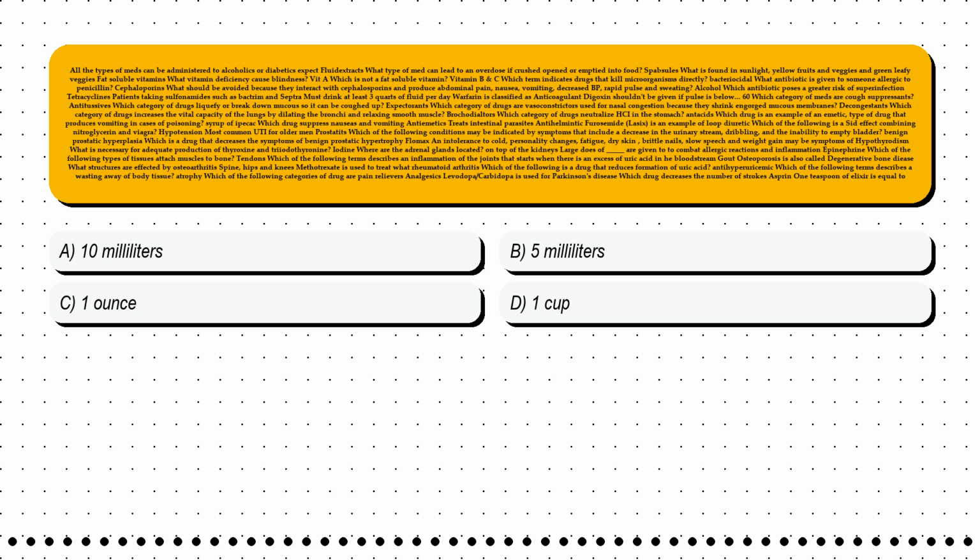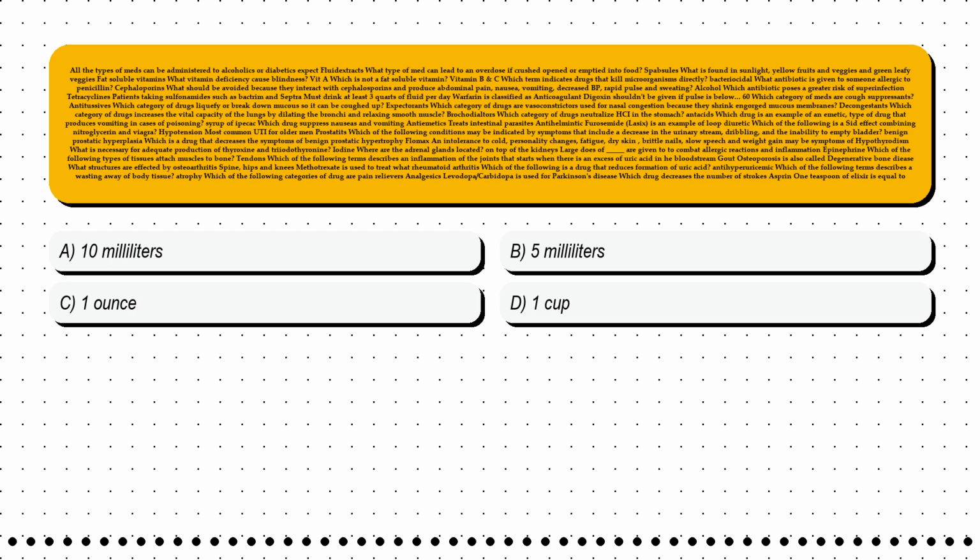Iodine. Where are the adrenal glands located? On top of the kidneys. Large doses of blank are given to combat allergic reactions and inflammation. Epinephrine. Which of the following types of tissues attach muscles to bone? Tendons. Which of the following terms describes an inflammation of the joints that starts when there is an excess of uric acid in the bloodstream?